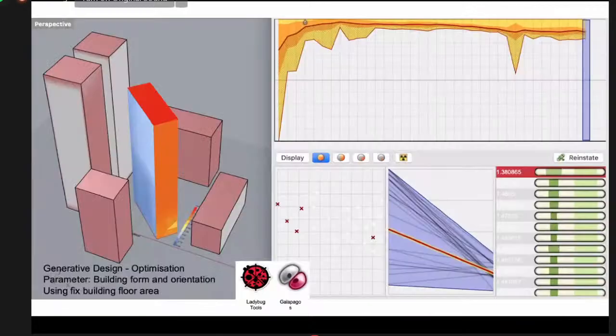So this example tries to generate a design minimizing the solar radiation, and the parameters that are put are the building form and the orientation. So the computer will find the best building form and also the best orientation of that building based on the surrounding condition, and you can fix some parameters, like for example the building floor area. So the computer can generate a building form which has exact building floor area.